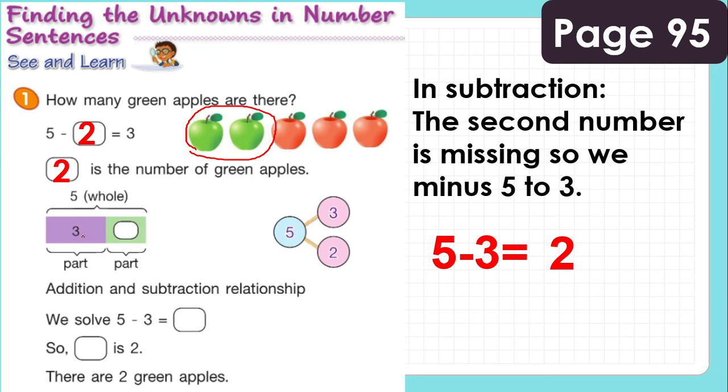5 is the whole, 3 is one of the parts. Okay, so we're going to look for the other part, this part. We minus 5 minus 3, this one. So 5 minus 3 equals 2. So we'll get 2. So let's fill in the blanks. We saw 5 minus 3 equals 2. So 2 is 2. There you go.